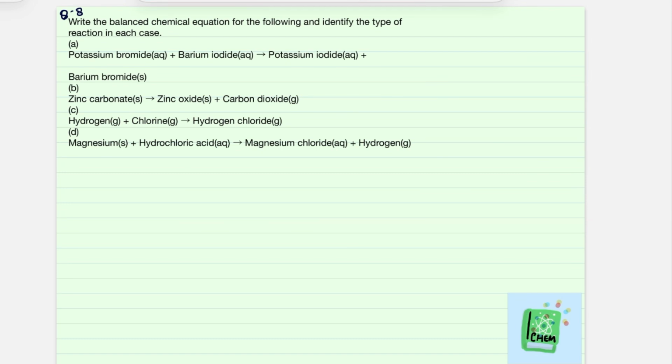Question. Write the balanced chemical equation for the following and identify the type of reaction in each case. First one is potassium bromide aqueous solution, barium iodide aqueous solution, forming potassium iodide aqueous solution plus barium bromide solid.